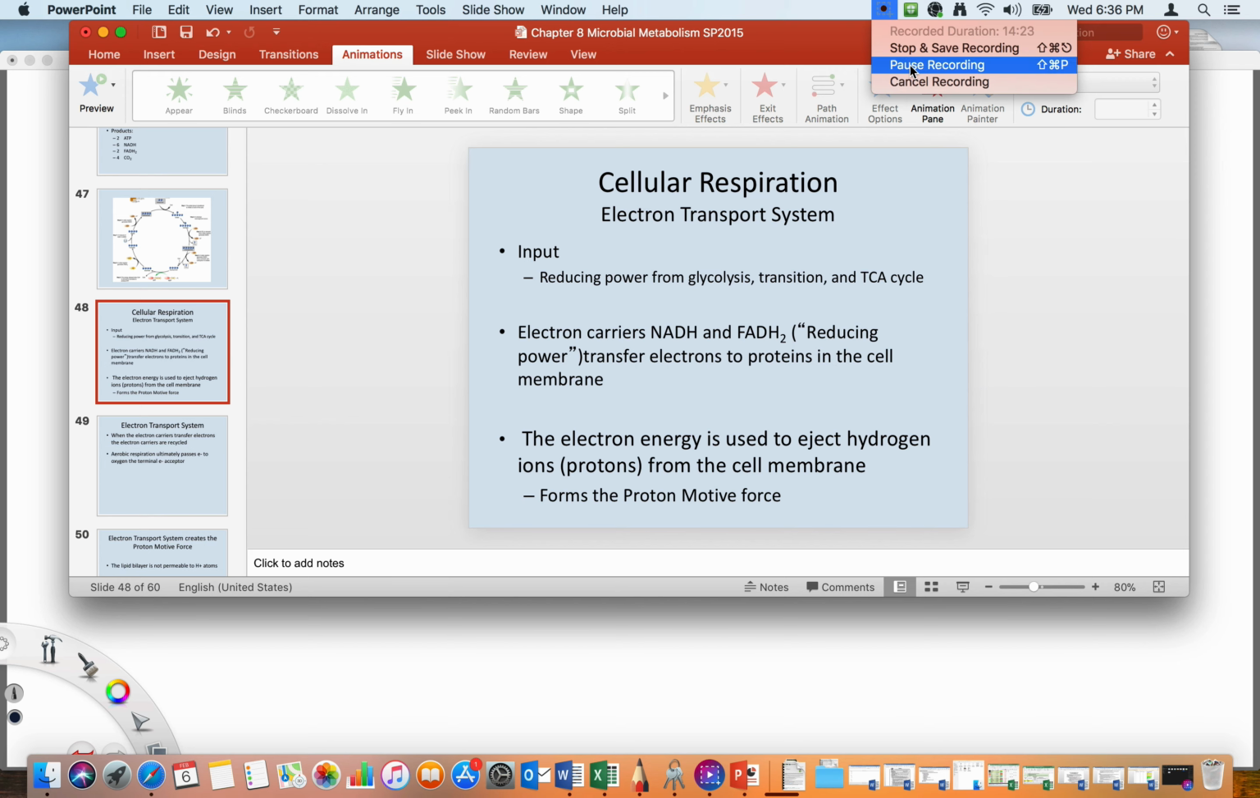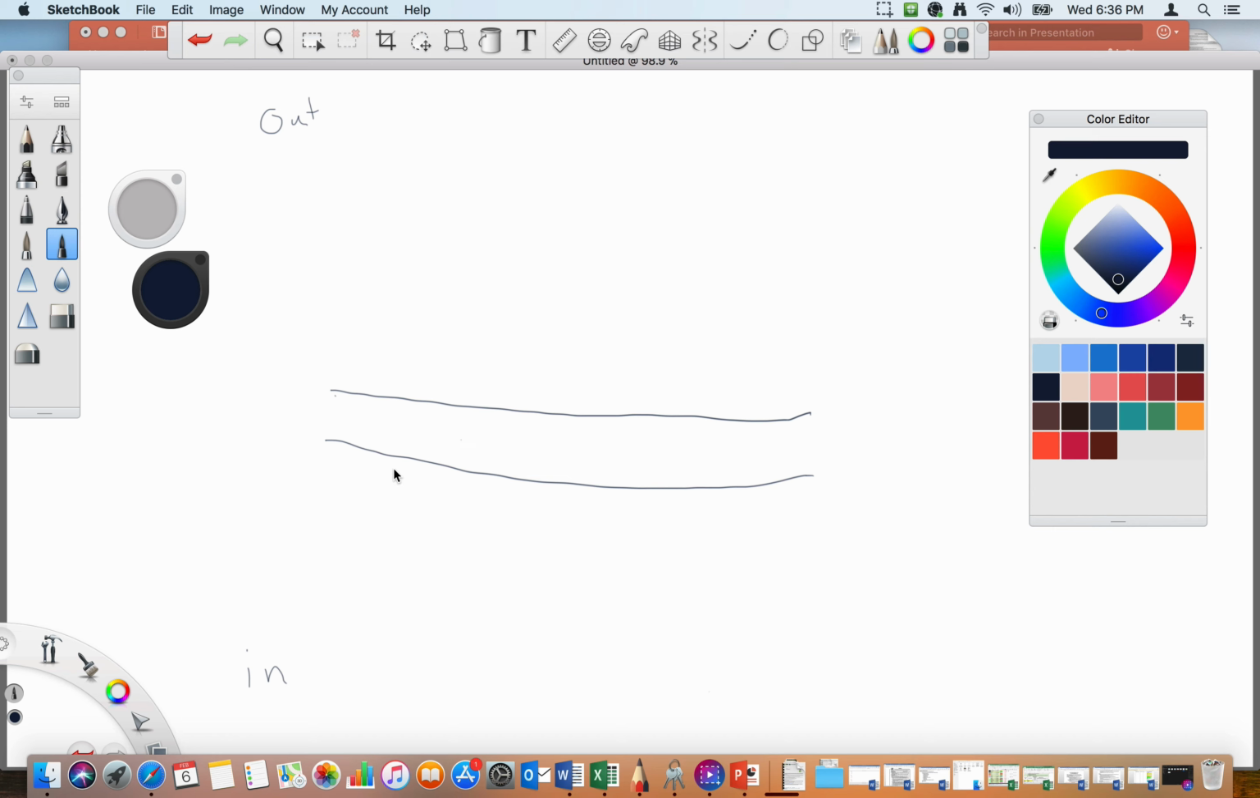Now, here I'm back on the writing board. I have 2 lines here representing my cell membrane. The electron transport system is basically a series of proteins referred to as cytochromes in the cell membrane, and one special one, I'll get to it eventually. So here's my cell membrane. These are my cytochrome proteins.